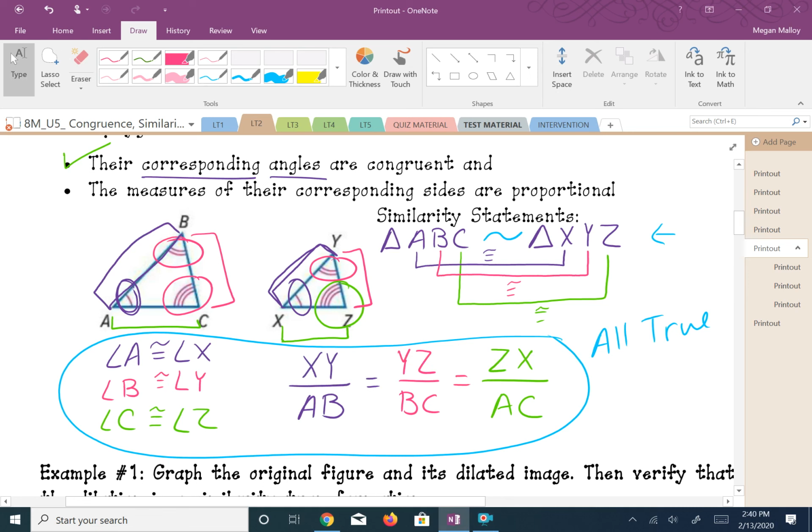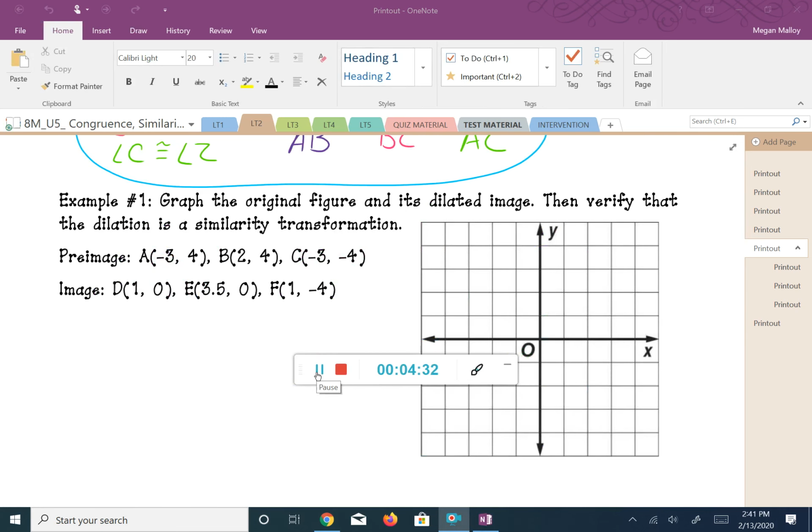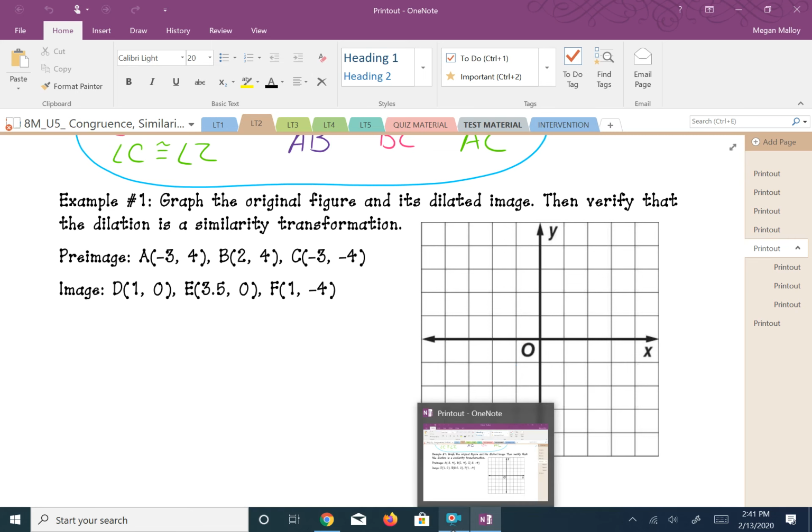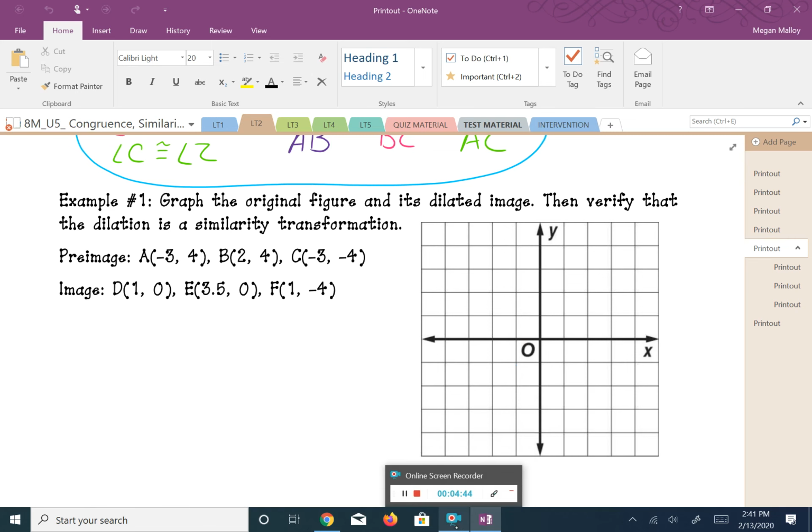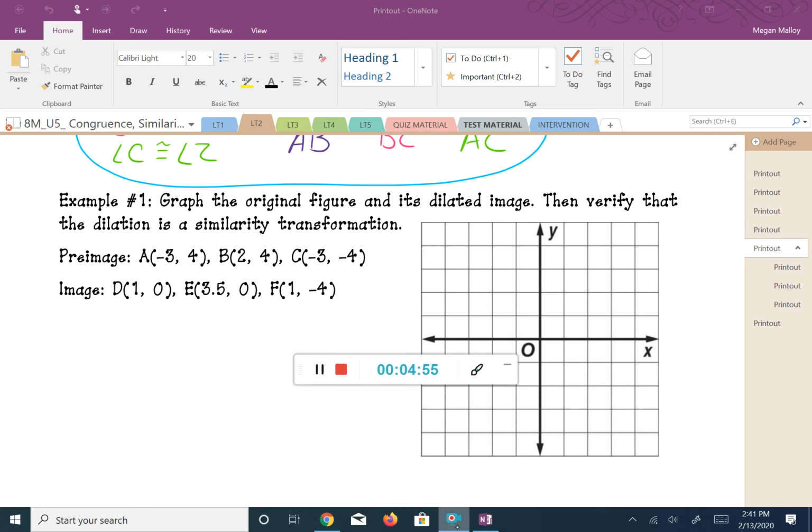We are going to work on example 1. So example 1 says graph the original figure and its dilated image, then verify that the dilation is a similarity transformation. So let's first graph our pre-image. You can go ahead and pause your video. At this time I'm going to add that on and draw your pre-image.